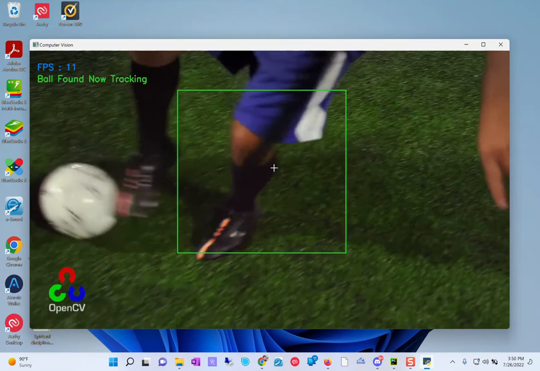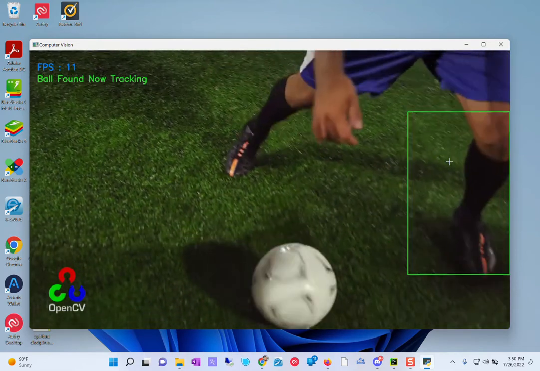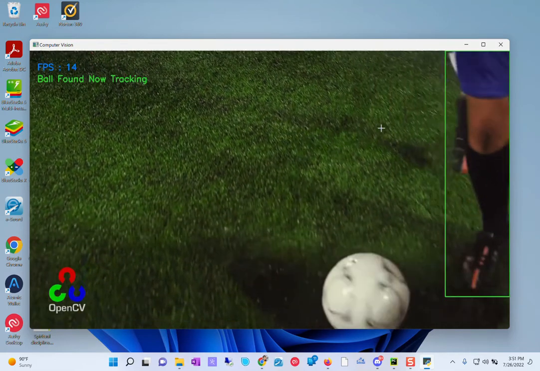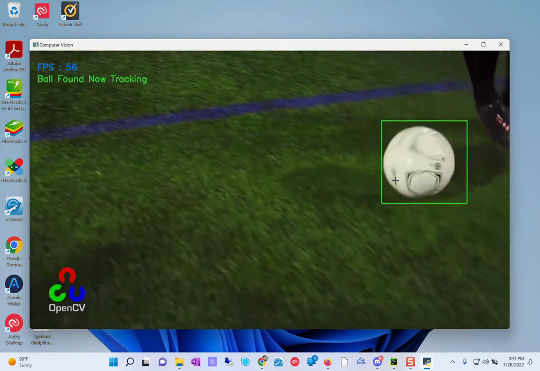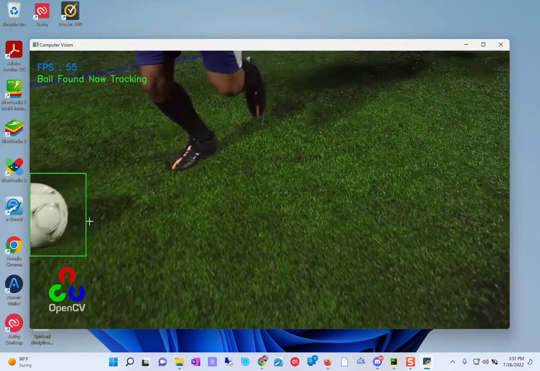So it's not perfect. Sometimes it misses it, because I think there's a classifier looking for a person, and it thinks the ball is a person too, but I kind of disabled that. So it's looking for a person and a ball. So I'll find the ball and then go from there and switch back and forth.